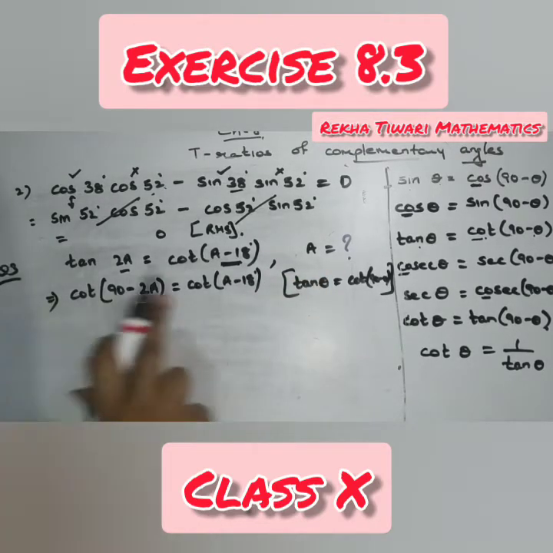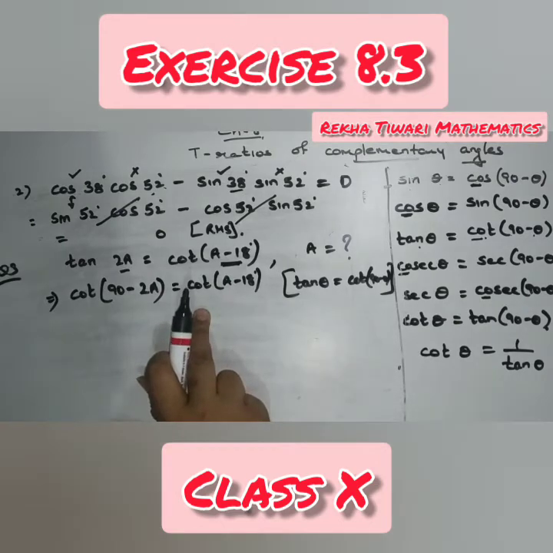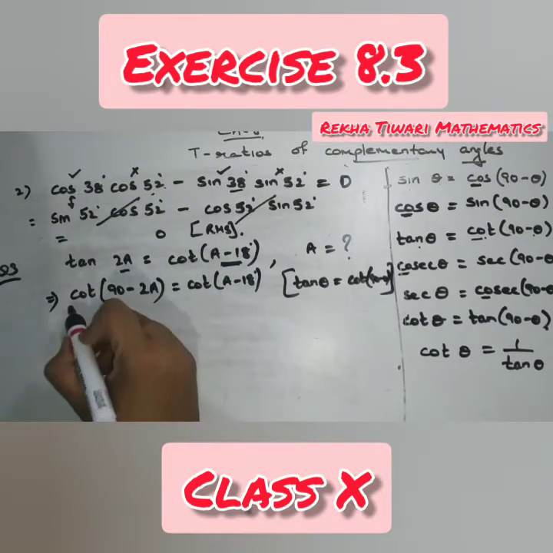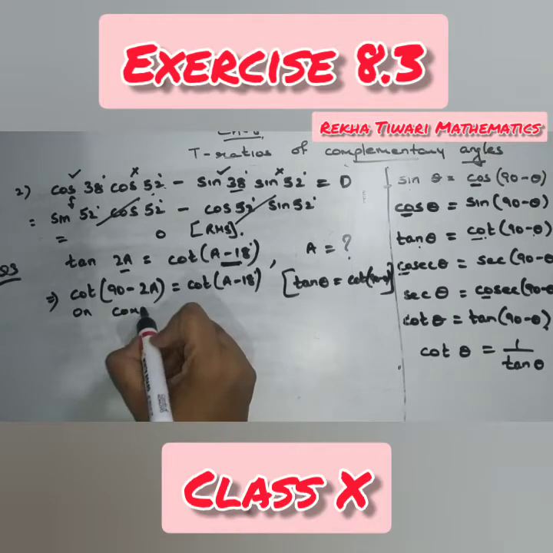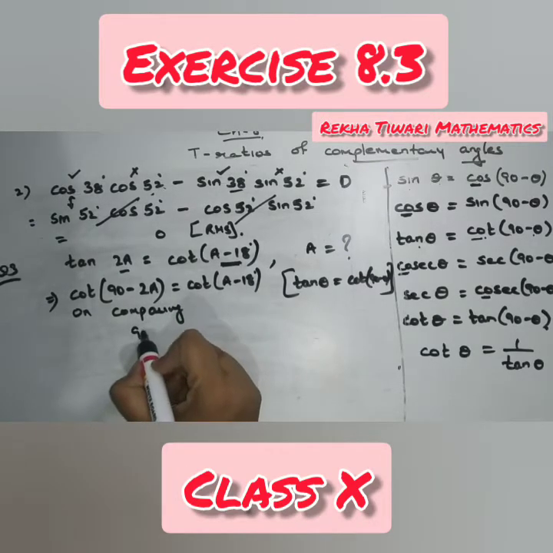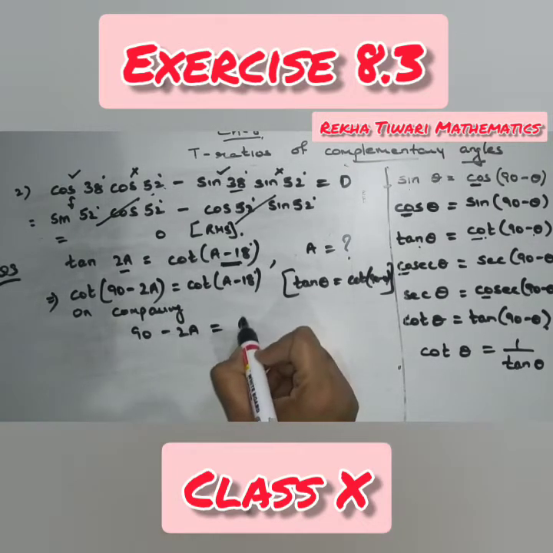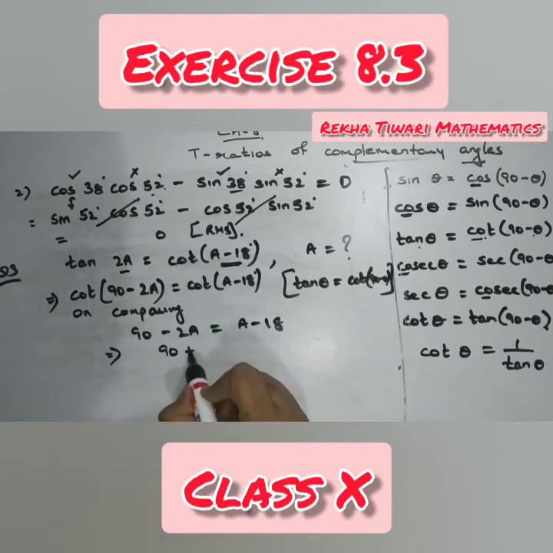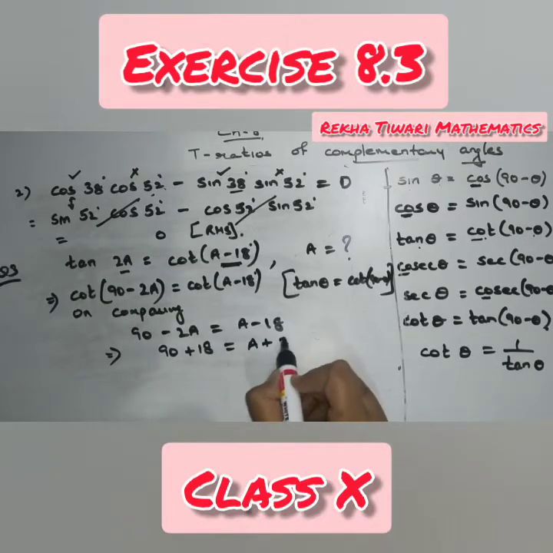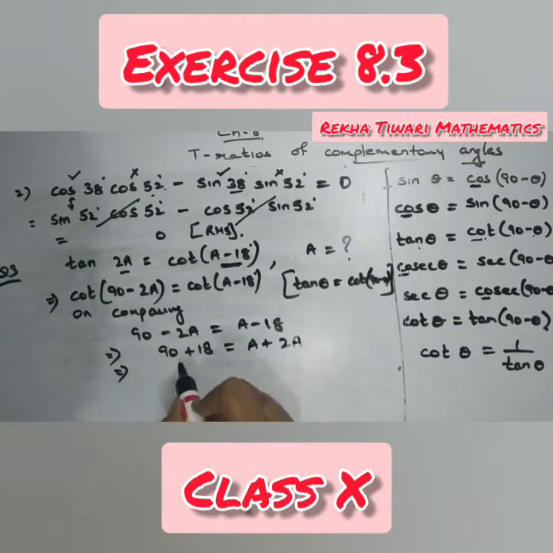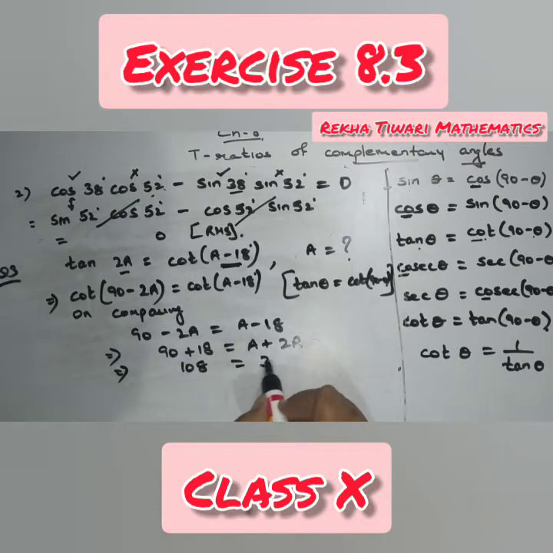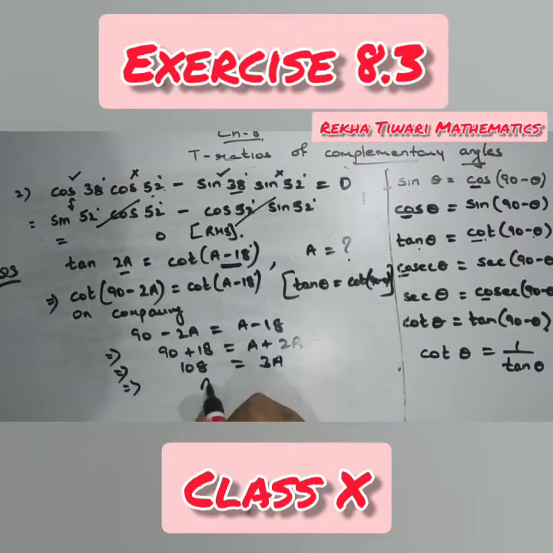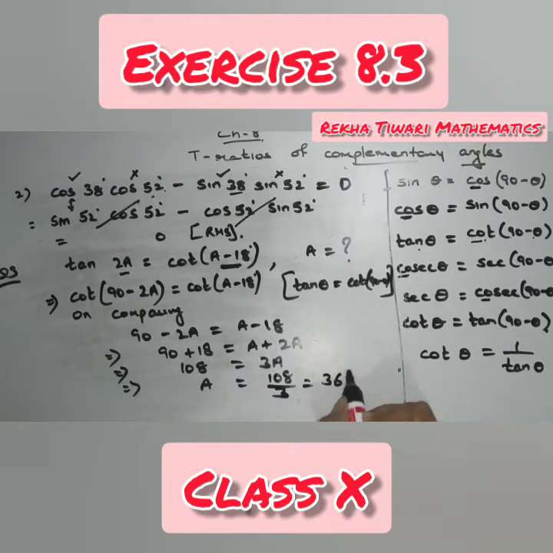Now look at, both the ratios are equal, both are cot, so angle must be compared. So on comparing the angles, 90 minus 2a is equal to a minus 18. You will get your answer. This implies 90 plus 18 is equal to a plus 2a. Shift the terms. This is 108 is equal to 3a, and this implies a is equal to 108 by 3, that is 36 degree. Therefore, a equal to 36 degree.